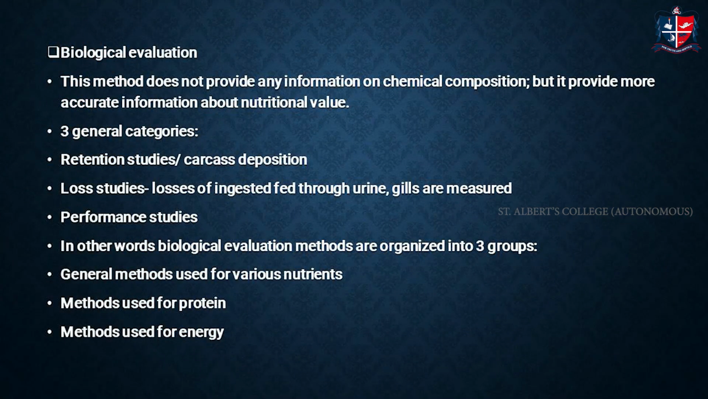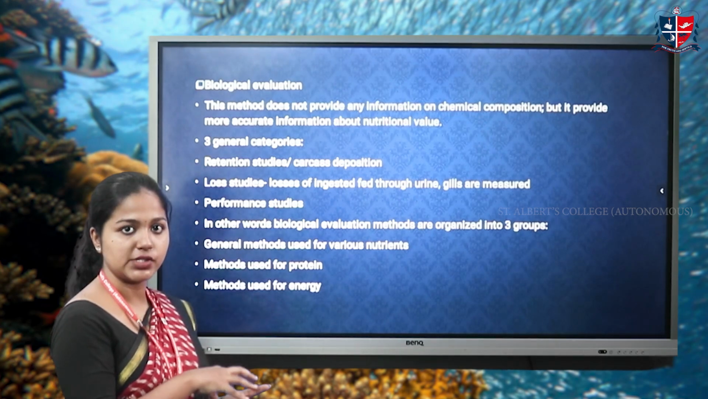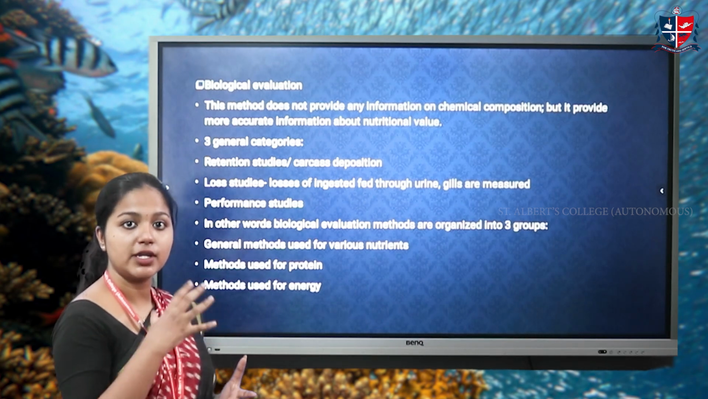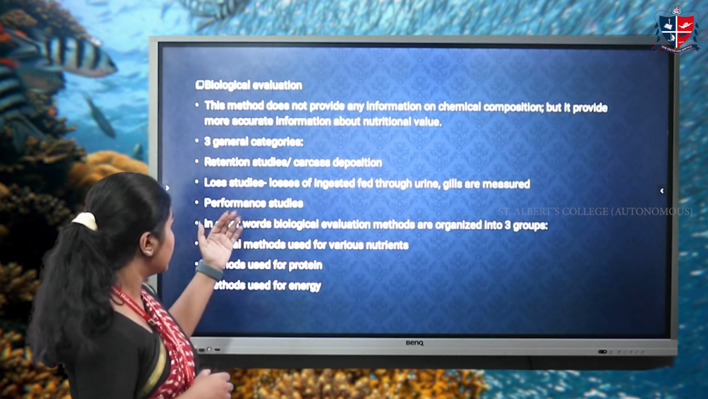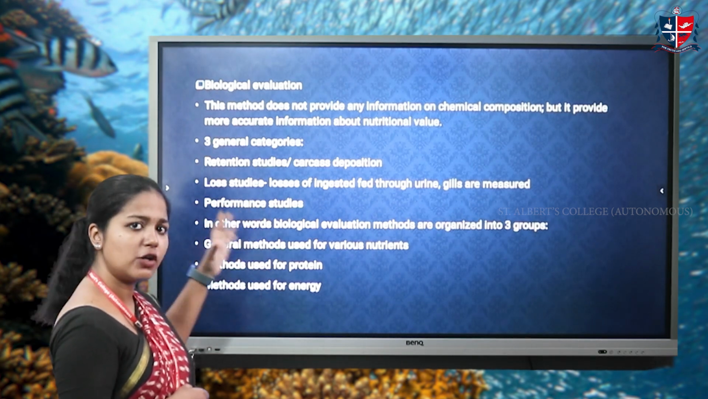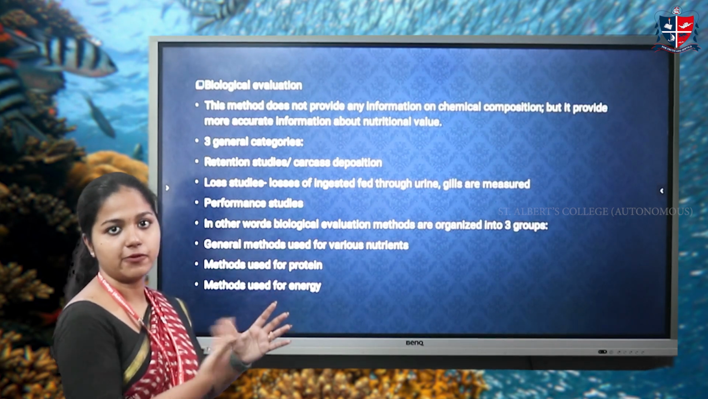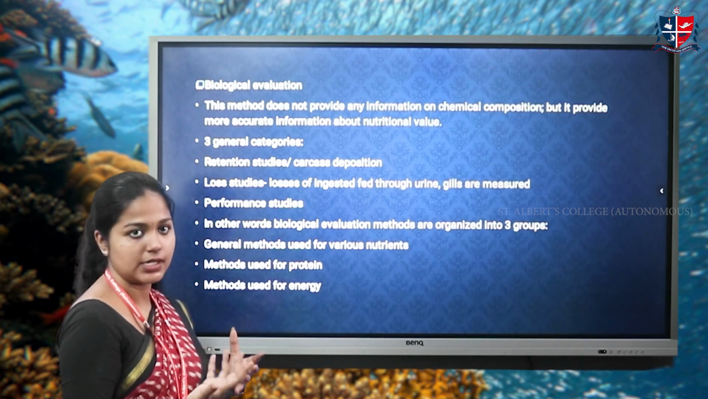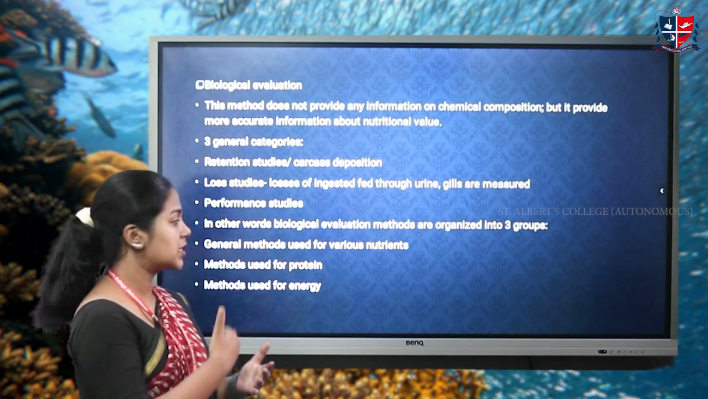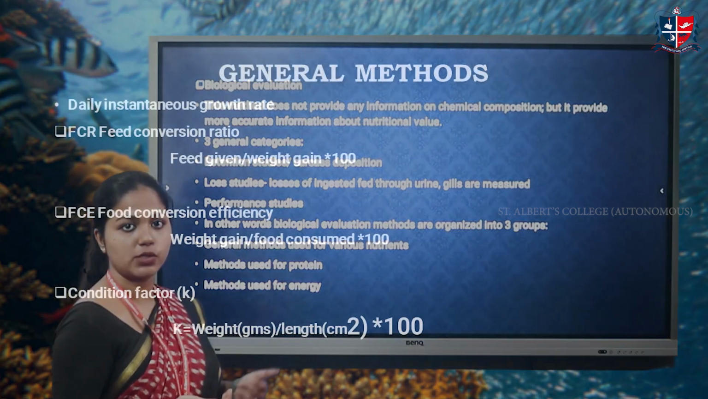Next comes the biological evaluation method. This method does not provide any information on the chemical composition, but it will give accurate data about the nutritional profile of a particular feed. There are three general categories: retention studies, loss studies, and performance studies. Loss studies include the losses that occur during the different energy criteria, like fecal energy or digested energy or through the gills, etc. In other words, biological evaluation methods can be divided into three groups: general methods for various nutrients, methods used for protein, and methods used for energy.